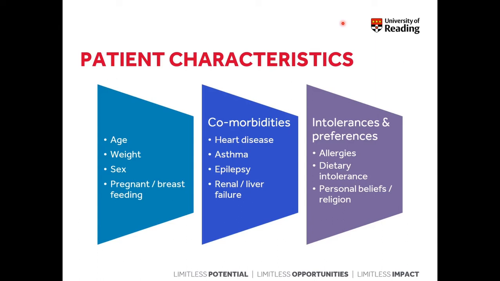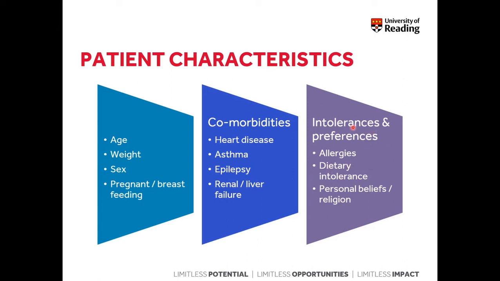And then you want to start thinking about other disease states. So what is the patient suffering from? What else? Do they have heart disease, asthma, any kidney or liver failure? So depending on their presenting underlying conditions, it might mean that we can't use a drug at all, or we just need to be careful, and we might need to do extra monitoring.